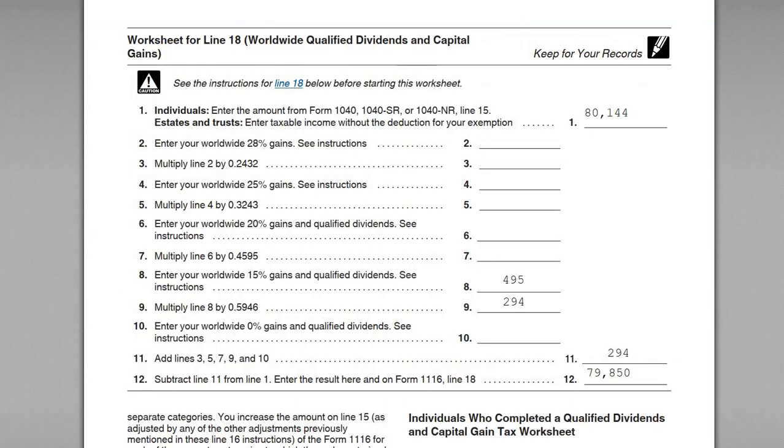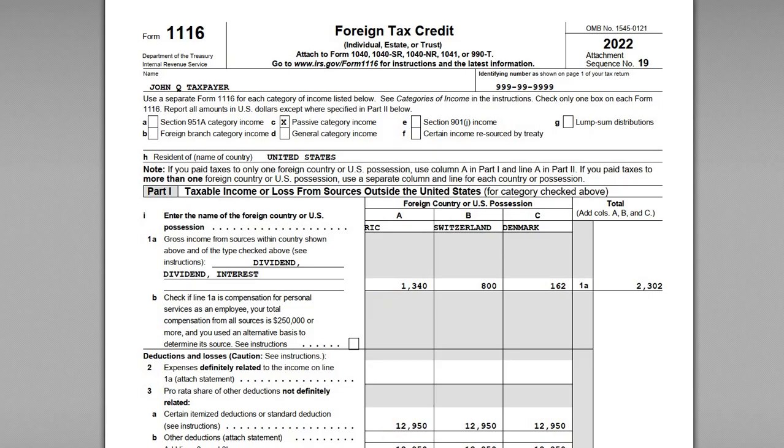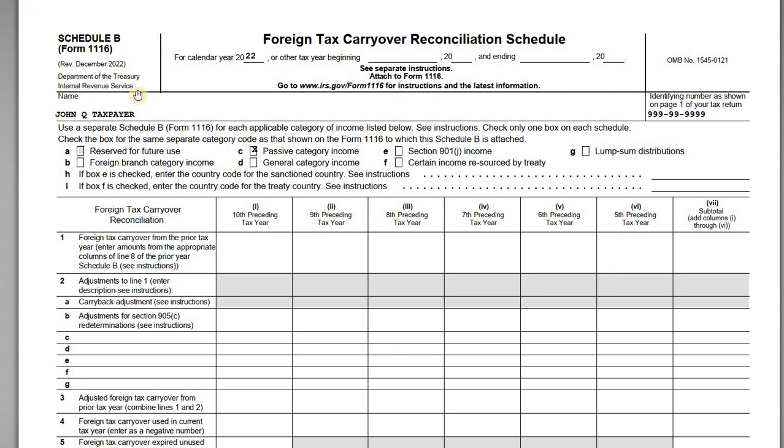So if we quickly have a look at the 1116, again, we'll start with the carryover worksheet. Schedule B is where we report foreign tax carryovers that could potentially be used for credits in the current year. So it's included with the 1116. A separate one has to be done for each category of income. In our case, John only has passive category income, so he doesn't have any general category income, right? No foreign branch category income. So he only needs to do one. So he's checked off the box here for passive category income.